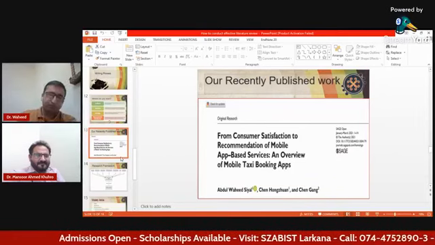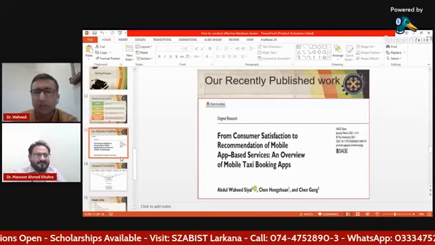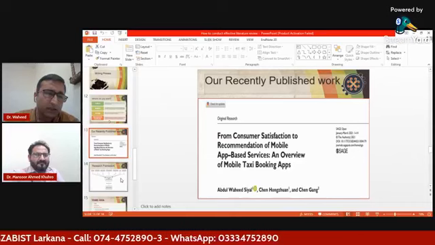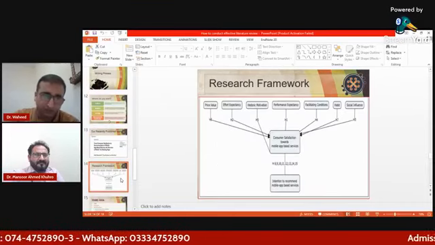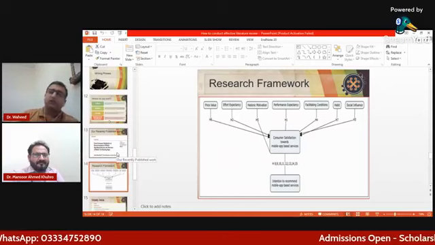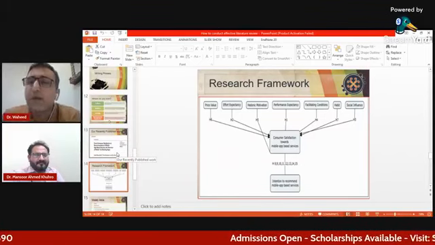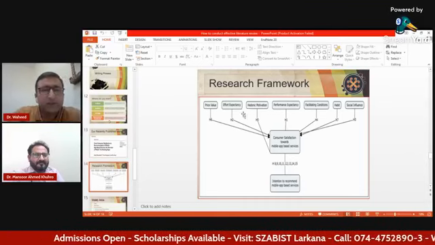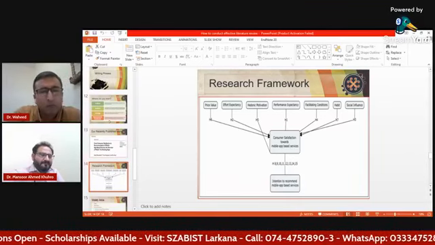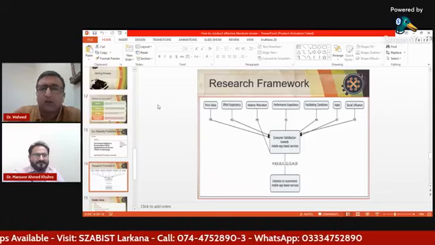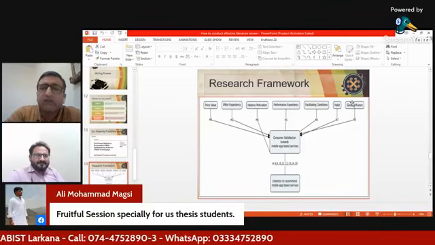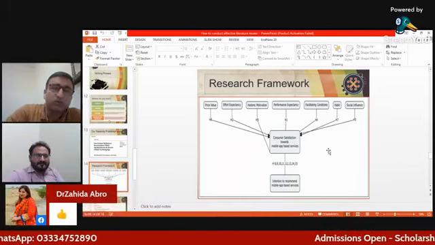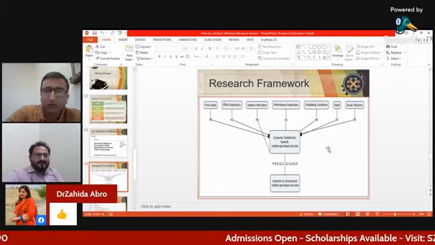This is one of our recent publications in the Sage Open journal. I would like to share the framework that we made some modifications to. I hope this is visible to all the friends here. Yes, it's visible. In the above line, you see the seven variables. Actually, this model is the UTAUT2, the Unified Theory of Acceptance and Use of Technology.